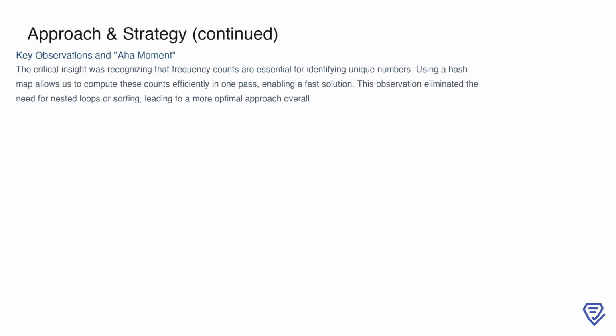This realization was a pivotal moment, as it allowed us to design a solution with linear time complexity, making it both fast and scalable. The hash map approach not only simplifies the process but also ensures that the solution is robust and adaptable to inputs of varying sizes. This aha moment helped us eliminate less efficient strategies and focus on delivering an optimal solution for the problem.